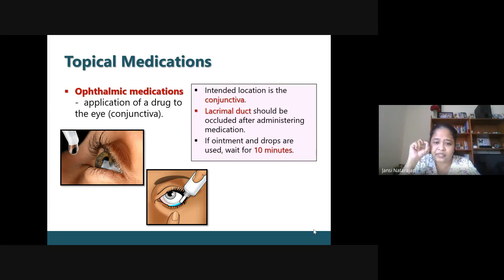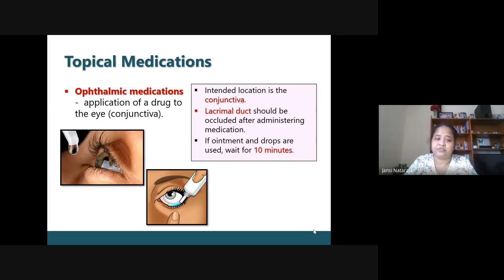Okay, it is called punctum. You have already learned all this in anatomy. Now, what happens when we apply eye drops? Okay, the medicine goes into the punctum and it enters your nose or into your throat. Okay, that is how you are able to feel your tears. Now, this is the same thing which will happen when we apply the medications also.